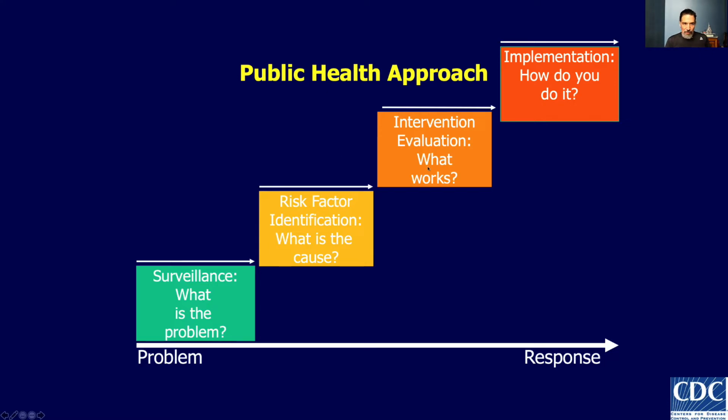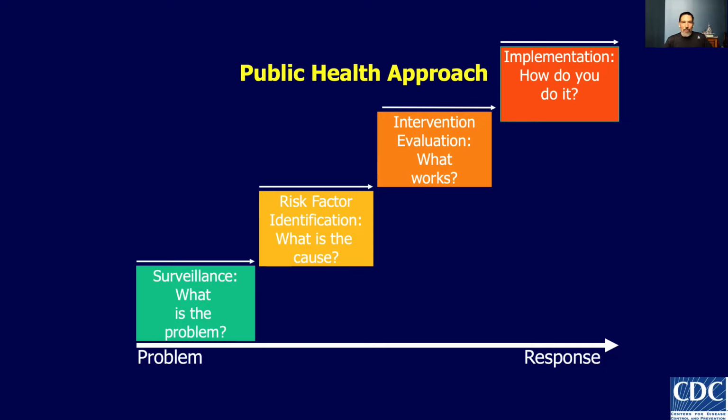And then once we know the causes, we can begin to think about what some possible interventions might be in order to control or eliminate a particular disease or health problem. And we can test different interventions to identify which strategies work and evaluate them. And then once we know which strategies work, we then think about how we can implement them at scale so that they have the reach to have the impact on population health outcomes.